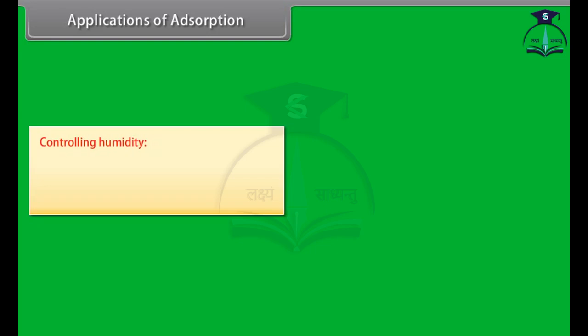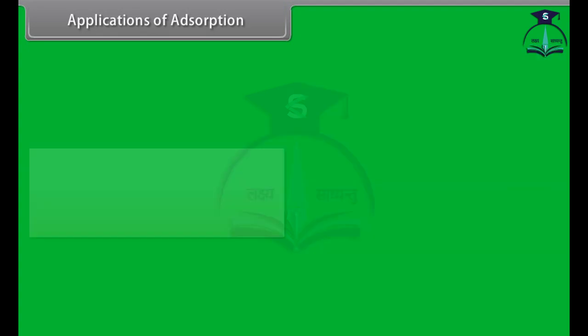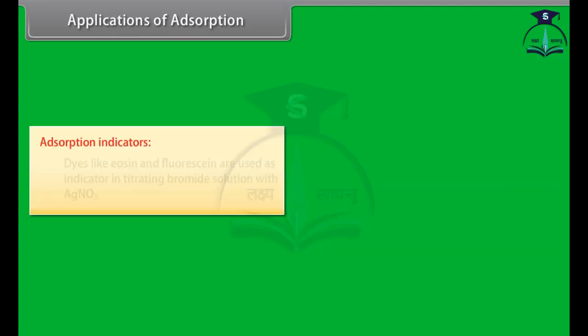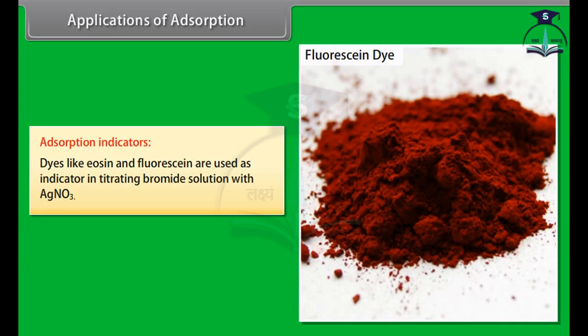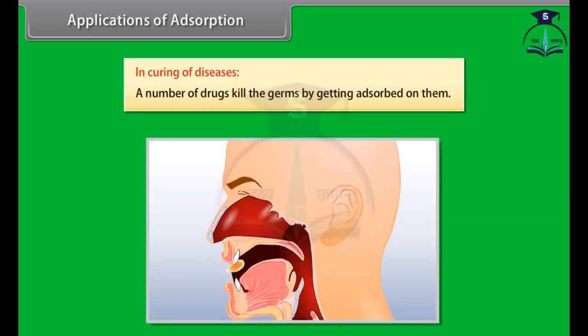Controlling humidity. Silica and alumina gels are used as adsorbent for removing moisture and controlling humidity. Adsorption indicators. Dyes like eosin and fluorescein are used as indicator in titrating bromide solution with AgNO3, as the precipitate of silver halide has the property of adsorbing these dyes and thereby producing characteristic deep colors at the end point in the titration. In curing of diseases. A number of drugs kill the germs by getting adsorbed on them.